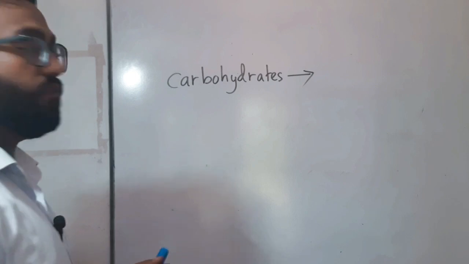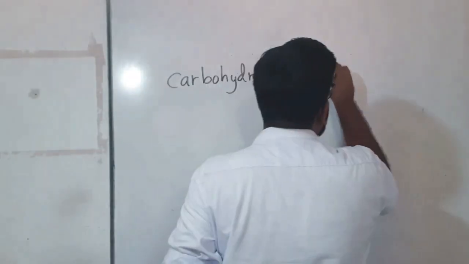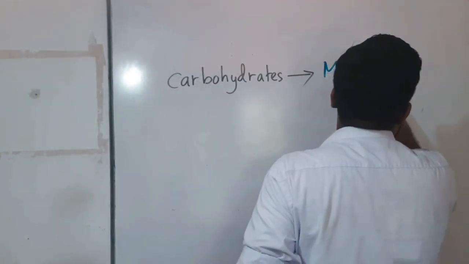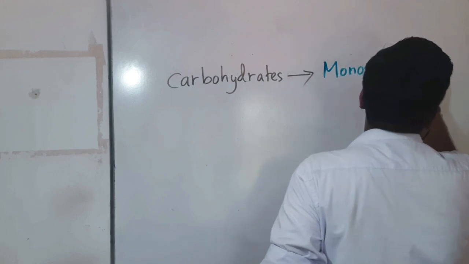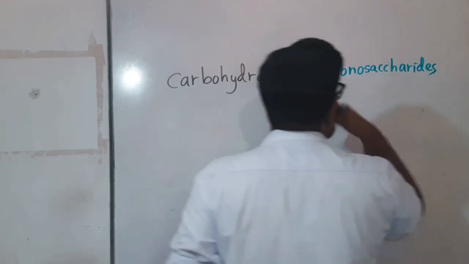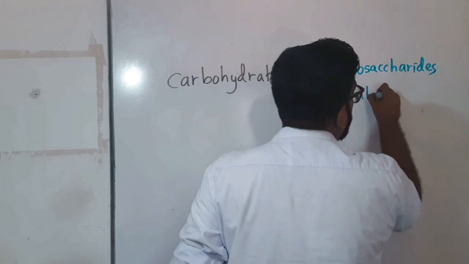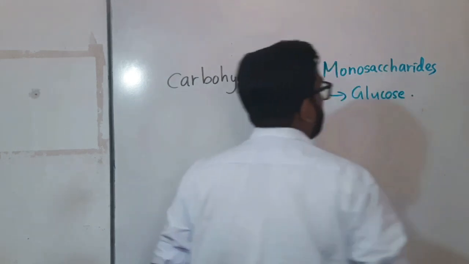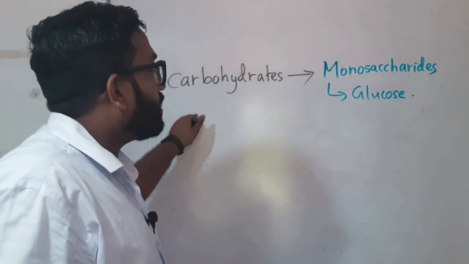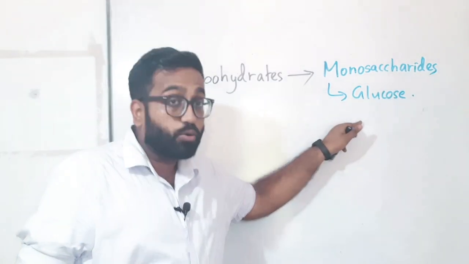Carbohydrates are finally converted to monosaccharides, right? Actually, what is the example? Glucose, right? So children, finally carbohydrates are absorbed and converted to glucose.